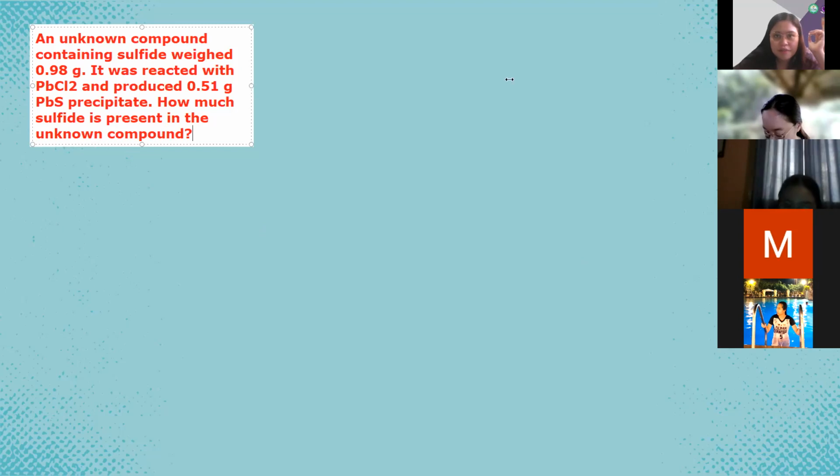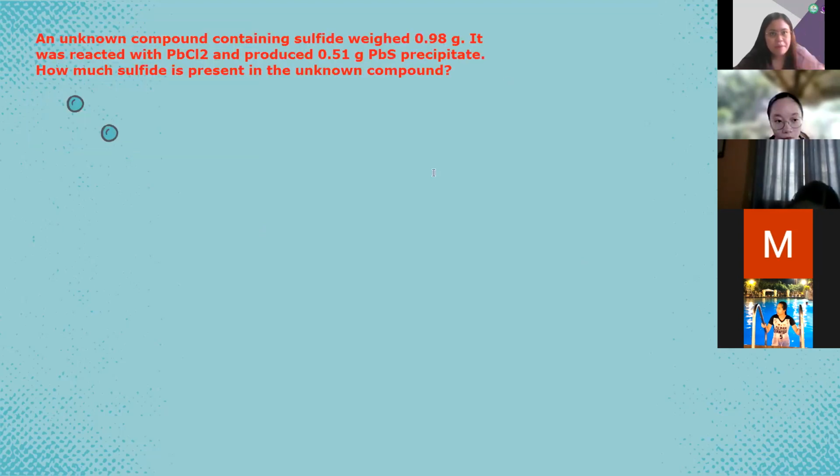Sige, you try this one. An unknown compound containing sulfide weighed 0.98 grams. It was reacted with lead chloride and produced 0.51 grams lead sulfide precipitate. How much sulfide is present in the unknown compound? So lead sulfide is actually insoluble to water, so it will really be a precipitate. So palitan nyo lang class, instead of chloride, palitan nyo siya ng sulfide. The same process, the same formula.